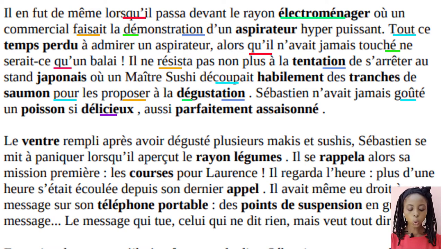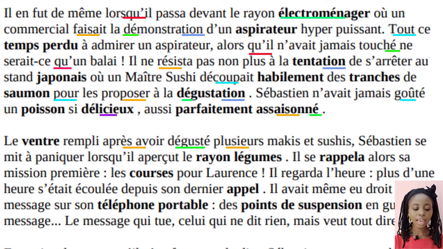Okay? Aussi parfaitement assaisonné. Don't let us forget our S in between two vowels and our E sound for assaisonné. Le ventre rempli après avoir, don't forget our S in between two vowels, dégusté, our E accent aigu, plusieurs, our S in between two vowels, maquis et sushi.